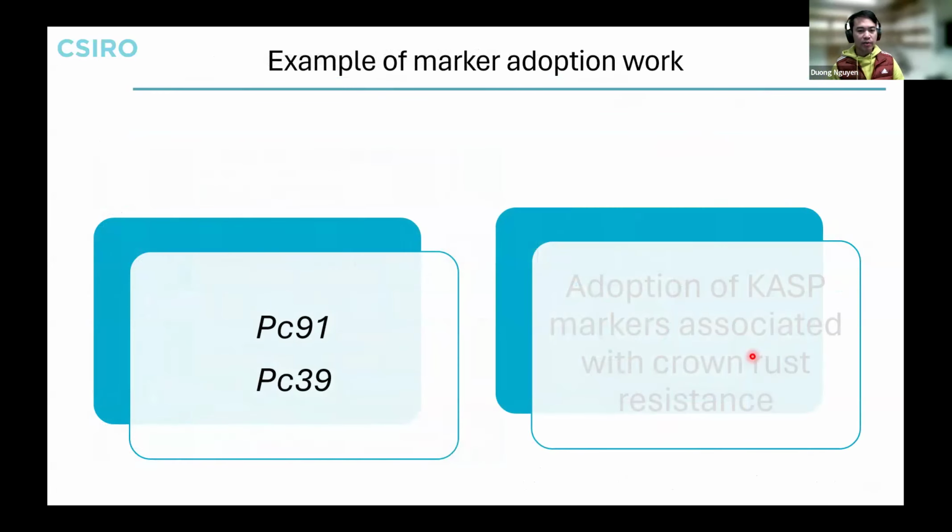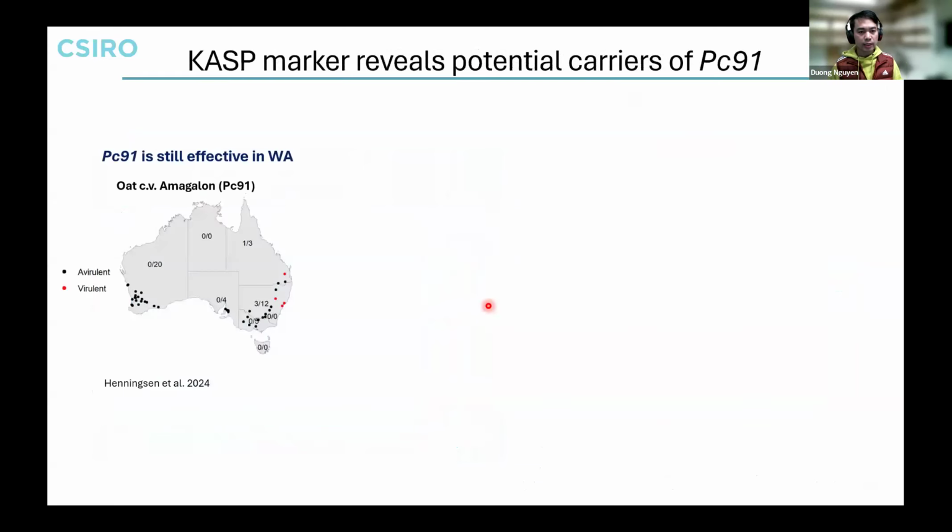And due to the time frame of this seminar, I will just present the findings from the marker work for two PCGs, PC91 and PC39. For PC39, virulence to PC91 in Australia already appeared in the last decade, but here we haven't identified the virulence in Western Australia yet.